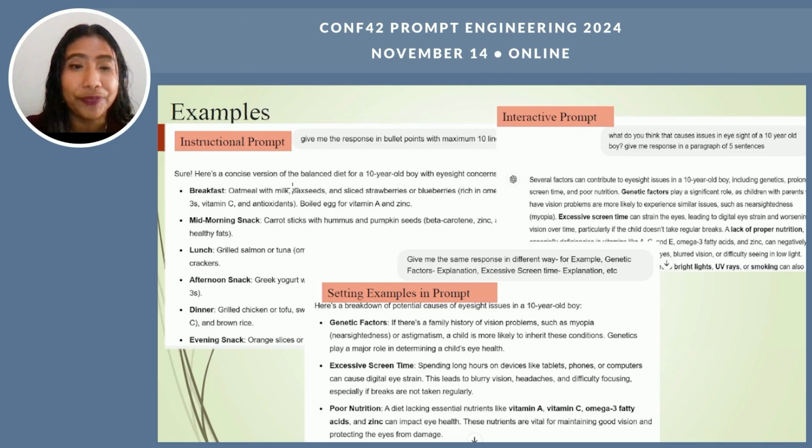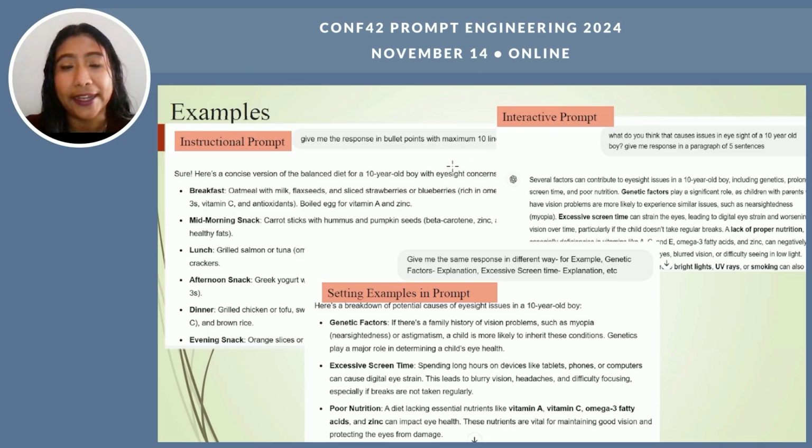But I want the response in lists. I'm setting a limit of 10 lines, and I want everything in bullet points. So what happens? It has reduced the explanation and description, but all the points are given in bullet points. And if you count, it will not go beyond 10 lines, because I have limited it to respond in 10 lines.